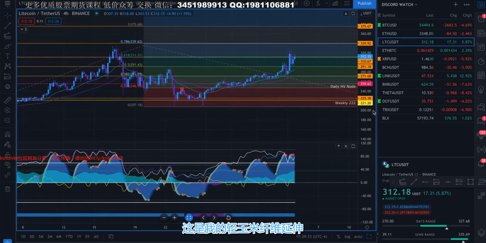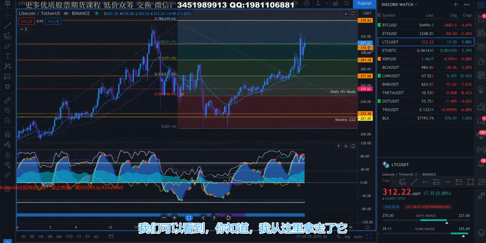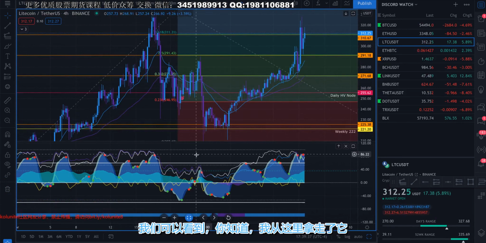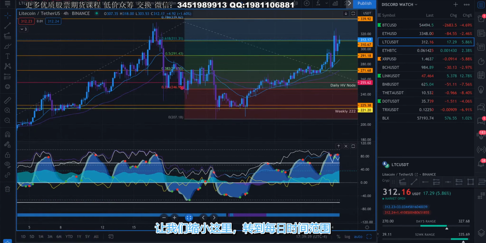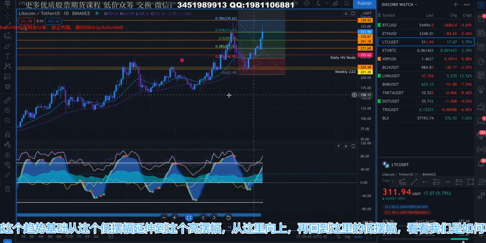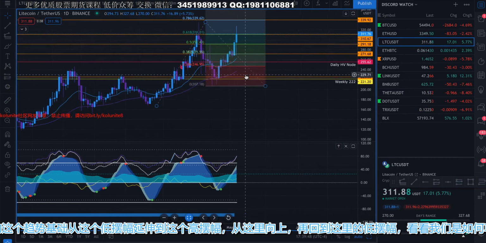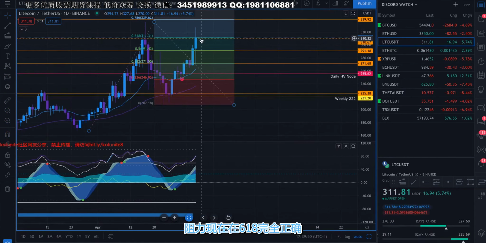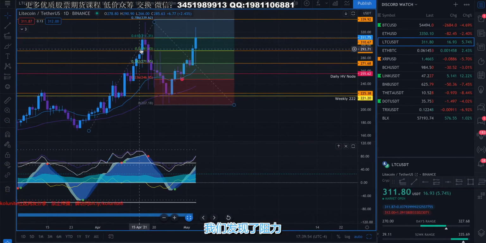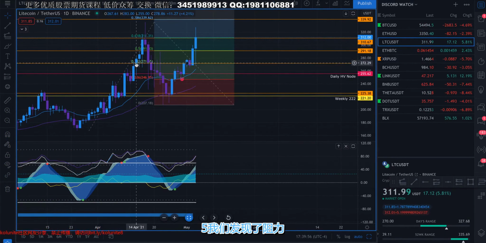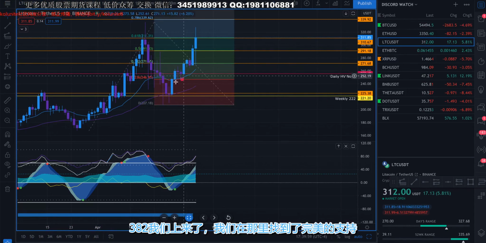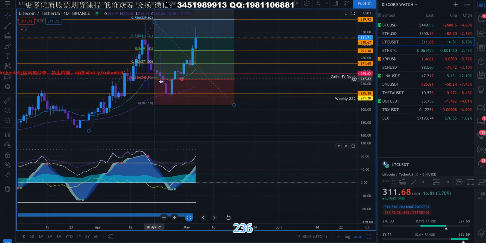Here's my Litecoin fib extension, and we can see that I took it from here. Let's zoom out here and go to the daily time frame. I took this trend-based fib extension from this swing low down here to this swing high up here, and back down to this swing low up here, and look at how it's respected. We're finding resistance perfectly at the 618 right now. We found resistance at the 0.5. We found resistance at the 0.382. We came up and we found perfect support at the 0.236.